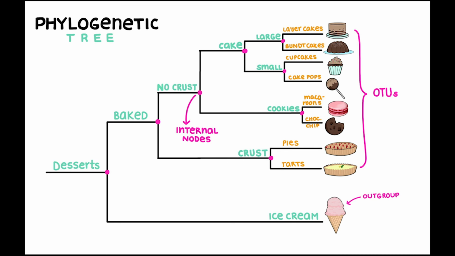Now that we have followed through our whole phylogenetic tree, we can also identify what is called the most recent common ancestor. For example, if we look at macaroons and cupcakes, we can see that their most recent common ancestor is having no crust. And although this is their most recent one, they also share other ancestors. With all this information, we can now understand the phylogenetic tree and where all these OTUs branch from.